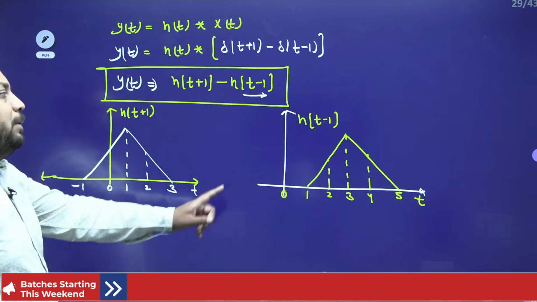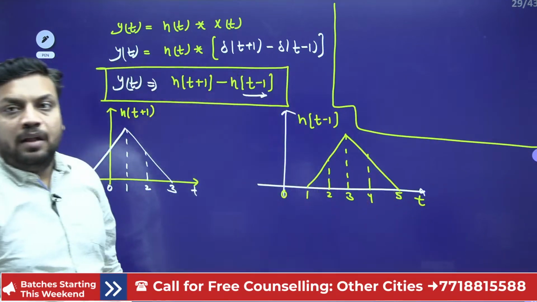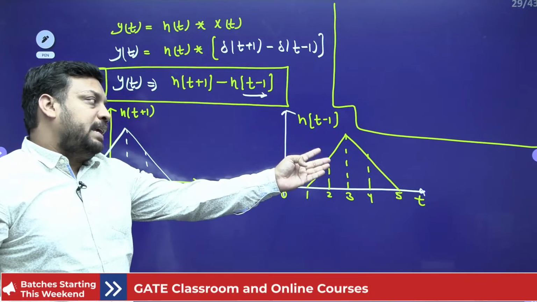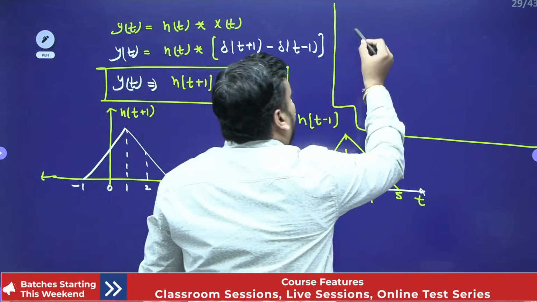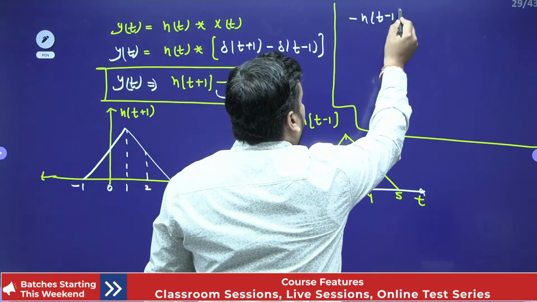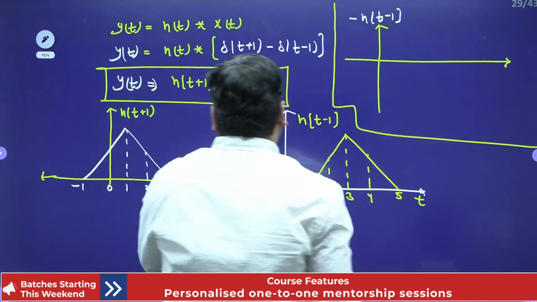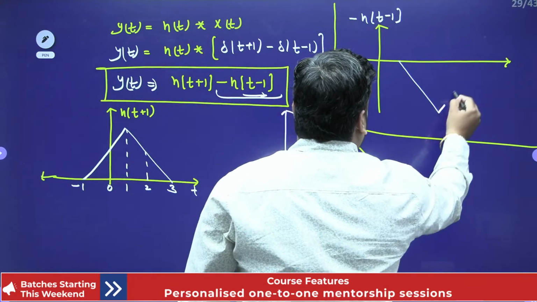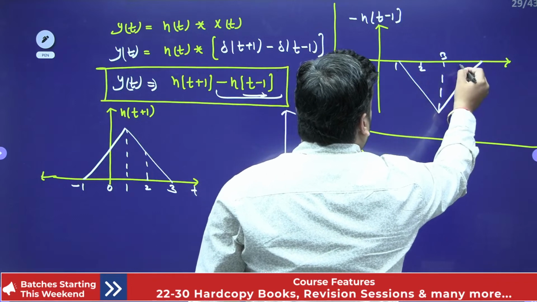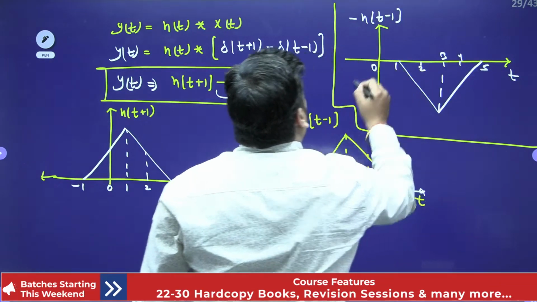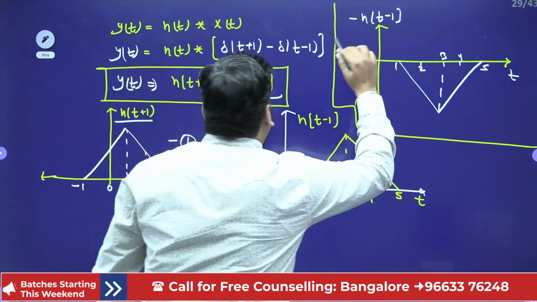Now student, if I perform amplitude reversal here, then I have to just make a mirror image with respect to the x-axis. So if I want to include the negative sign as well, then my curve of minus h(t minus 1) will look like this. When you perform reversal, you will exactly get a curve like this. So it will be 1, 2, 3, 4, 5 with respect to t.